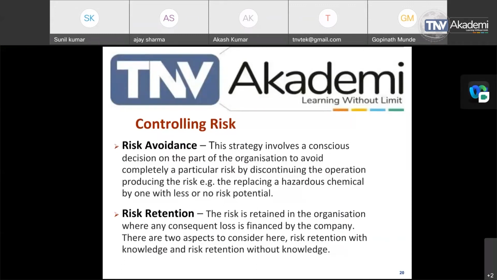When you're talking about risk avoidance, this strategy involves a conscious decision on the part of the organization to avoid a particular risk completely by discontinuing the operation producing the risk. For example, replacing a hazardous chemical with one with less or no risk potential. If any of your chemicals or raw materials has a high amount of risk, you can reduce that material, you can discontinue that operation, or you can replace that material.